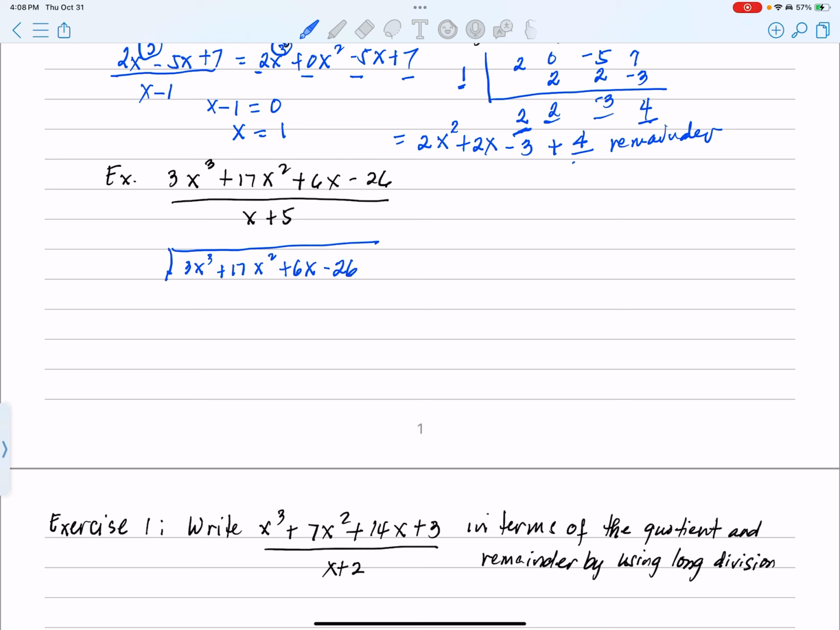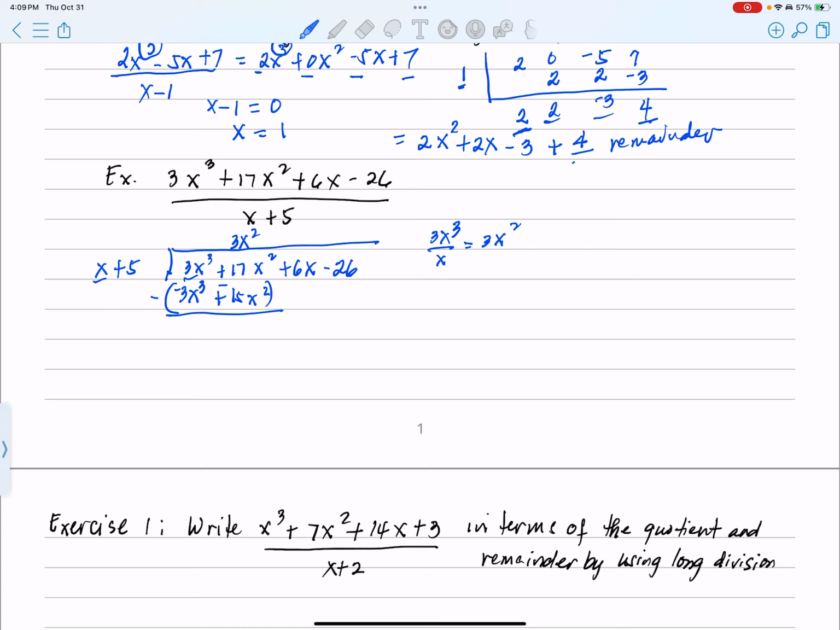And then divided by x plus 5. So use the first term divided by the first. So 3x to the third divided by x, that would be 3x to the second. And place it where the second degree is found, at the top. And then multiply back: 3x squared times x, that would be 3x to the third, plus 3x squared times 5, that is 15x squared. Then subtract, that means you change the sign.